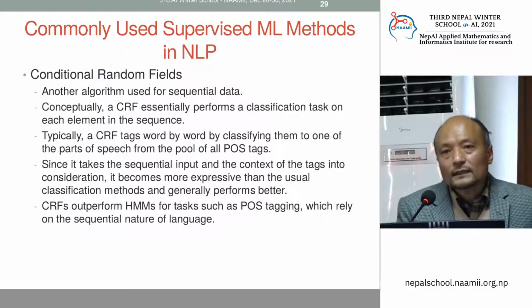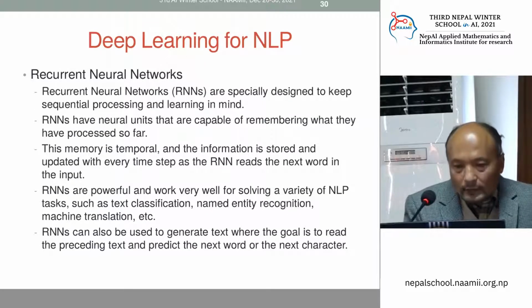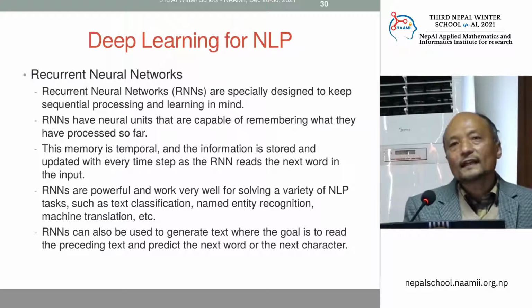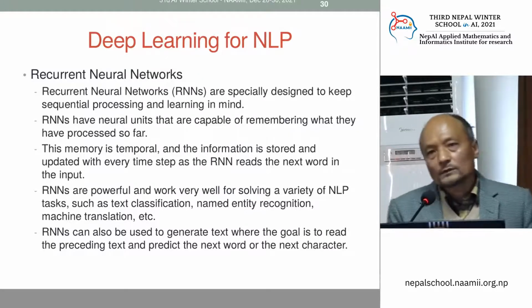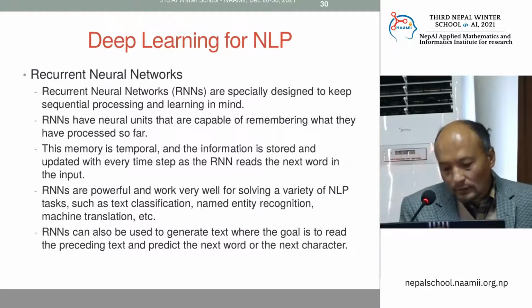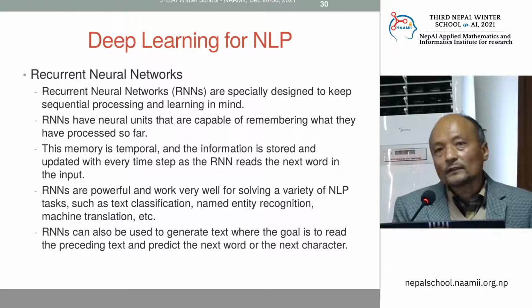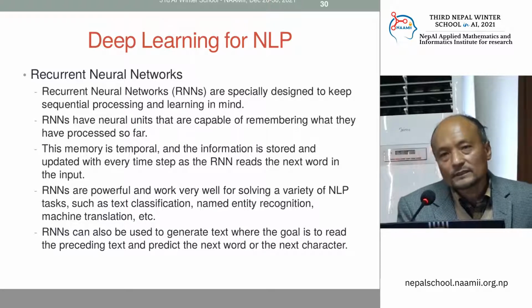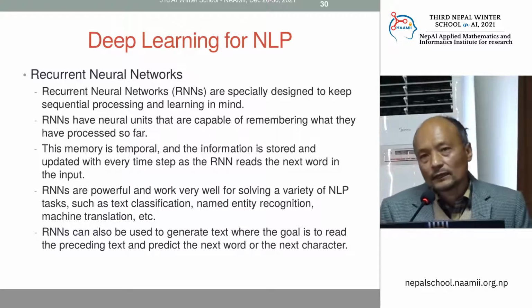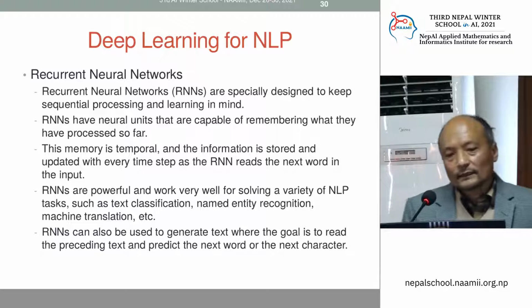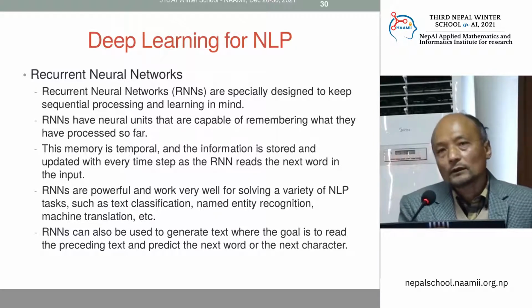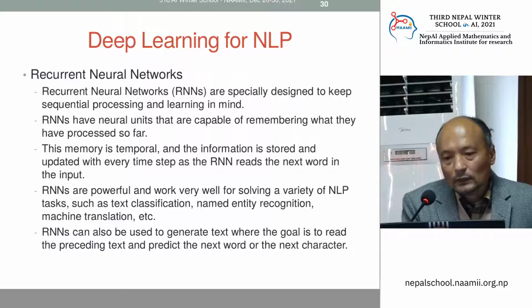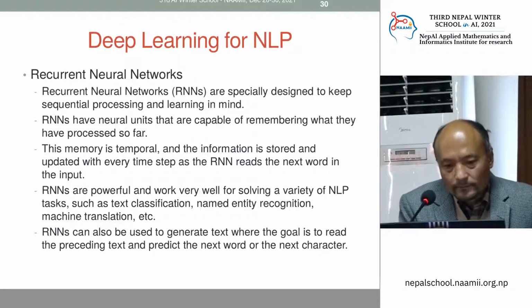Recurrent neural networks. Now that we have completed that, it's not an exhaustive list of all the machine learning models, but these are just a few, to name a few. And now we are moving to deep learning for NLP, which basically uses artificial neural networks. Recurrent neural networks are quite a popular model to solve NLP tasks.